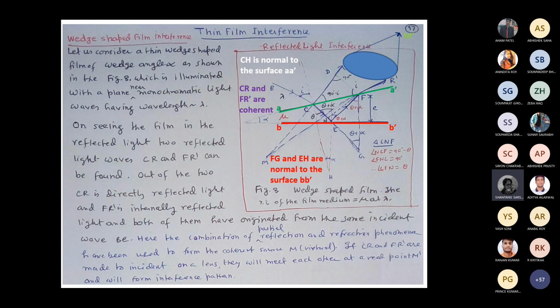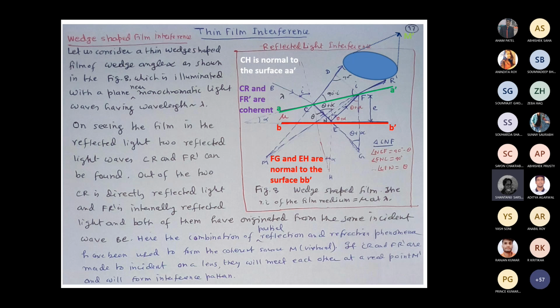Naturally this angle also will be theta plus alpha, because this is a reflected ray. As if CN has incident at an angle theta plus alpha and EF is reflected from this surface, the angle of reflection will be equal to the angle of incidence. So this is also theta plus alpha. With similar logic, because these two are parallel lines and this is a connecting line between the two, this also will be theta plus alpha. And this is the opposite angle, so this must be theta plus alpha.